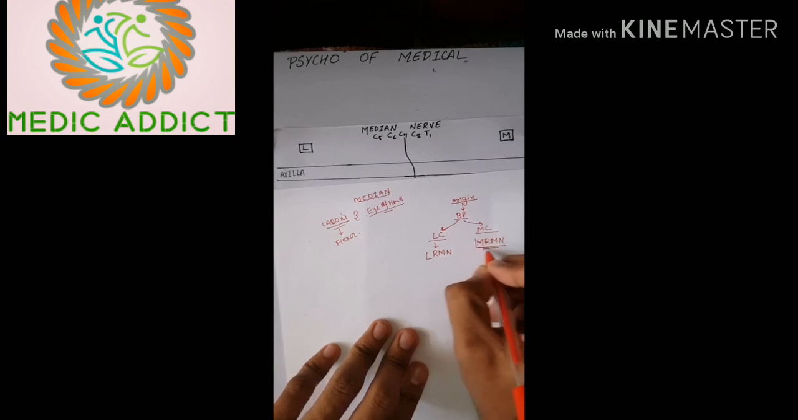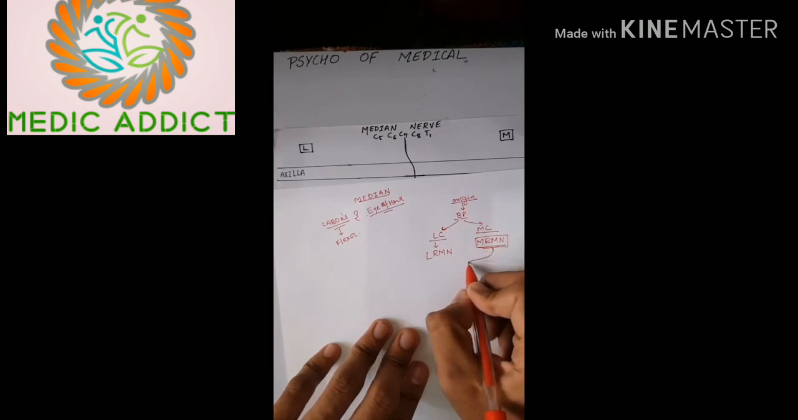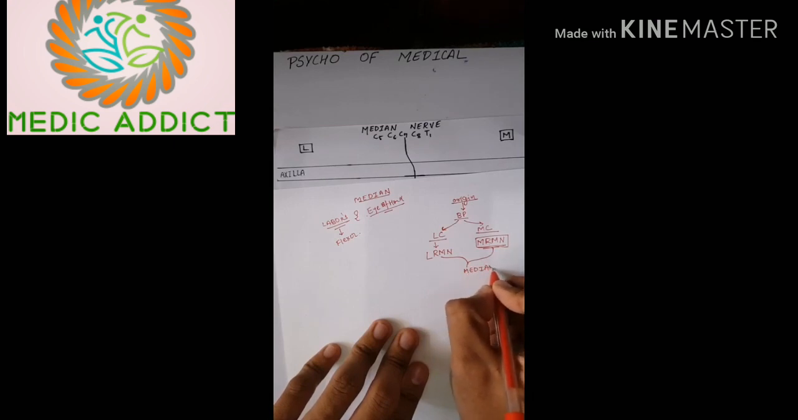Now we are looking at the medial root of the median nerve. In the axillary region, in relation with the axillary artery, medial root of the median nerve occupies the medial most position. Then it will cross the axillary artery and combine with the lateral root of the median nerve to form the prominent median nerve.